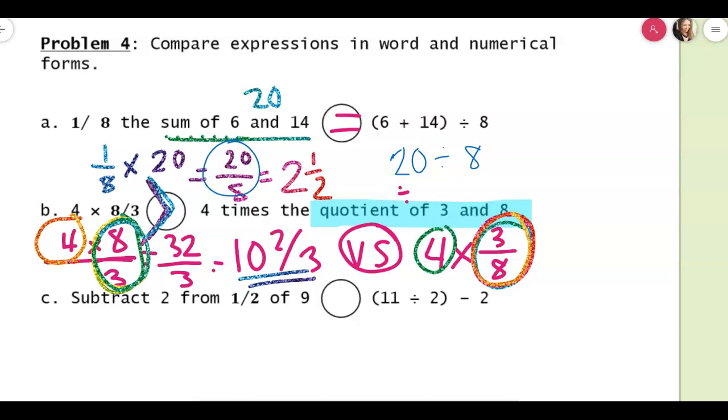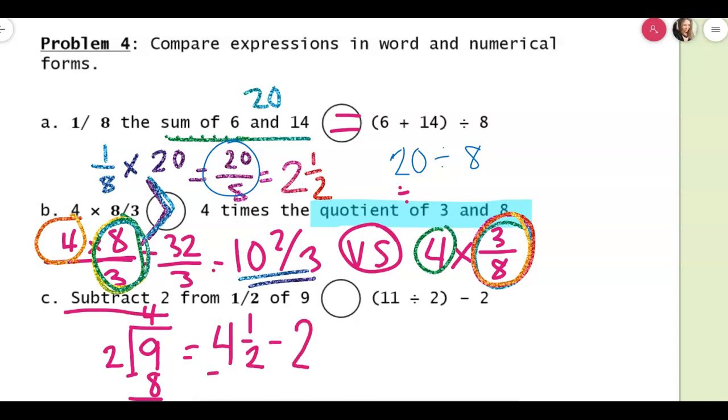It says subtract 2 from 1/2 of 9. Well, 1/2 of 9 means 9 cut in half. And if I was to do that, 2, 4, 6, 8, it's not even, but I can still figure it out. It's 4 and 1/2. That's half of 9. Now I'm going to subtract 2 from that. So I have 4 wholes right here. I'm going to subtract 2 wholes. That's going to give me 2 wholes left with that 1/2 still.